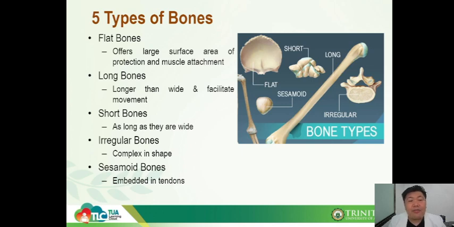And where can we find our flat bones? That includes your cranial bones or the skull, your scapula or shoulder blade, the sternum, which is the chest bone, and the ribs. For long bones, they are longer than they are wide, and their main function is to facilitate movement. We will see them in our humerus, our forearm, which contains your radius and your ulna, on your thigh containing the femur, on your shin containing the tibia and fibula, and of course our hands, which has the phalanges.